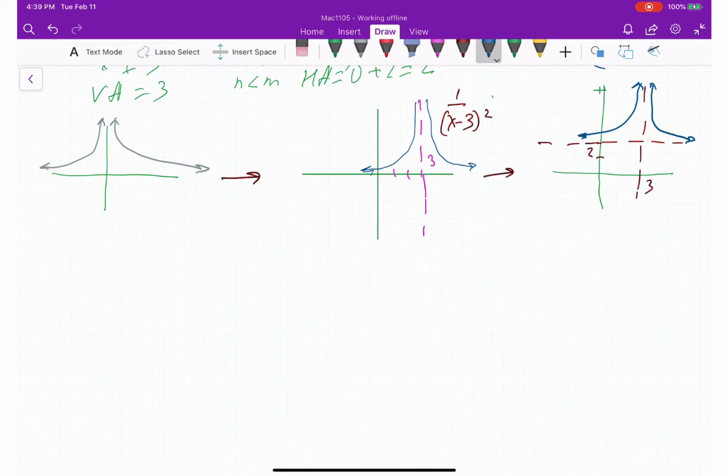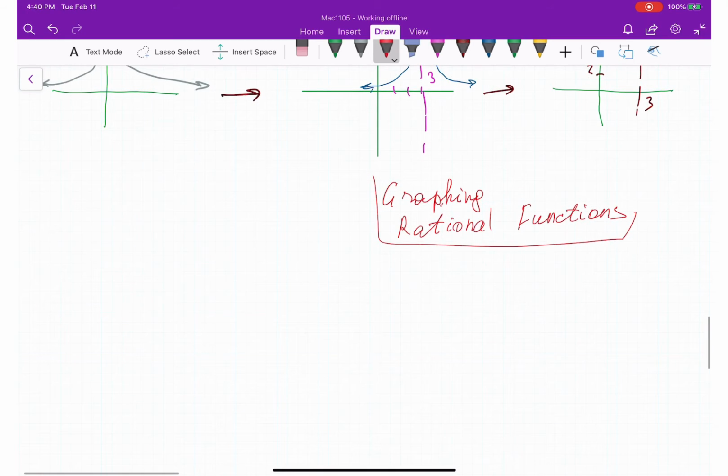Okay, now let's see how we're going to graph rational functions. Graphing rational functions. So what are the steps we need to cover to graph rational functions? Step number 1. We need to check on whether or not the graph is symmetric.